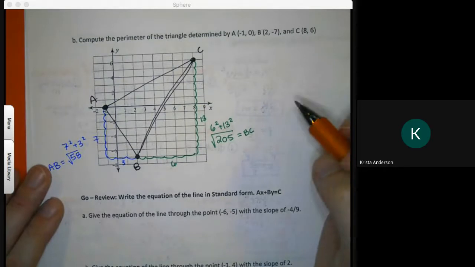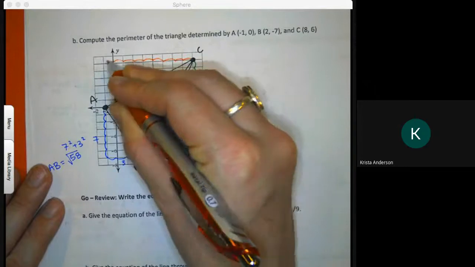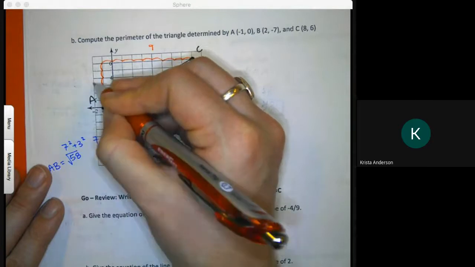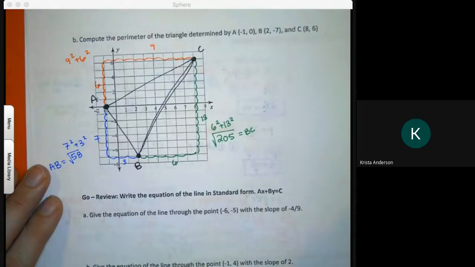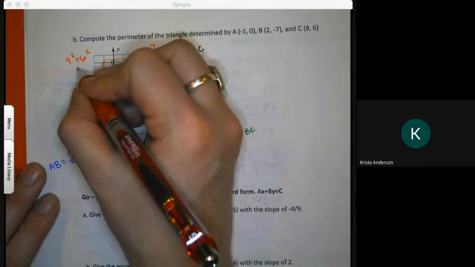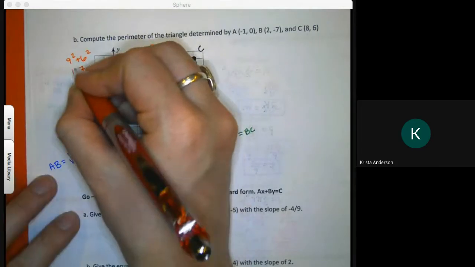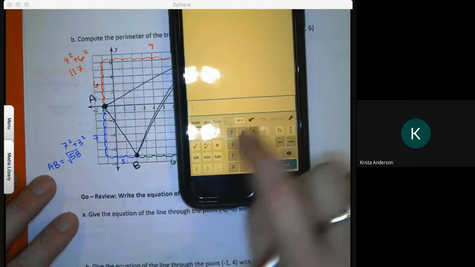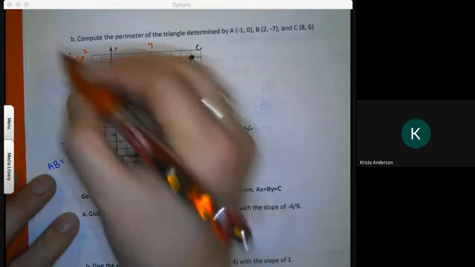A to C is 1, 2, 3, 4, 5, 6, 7, 8, 9, and 1, 2, 3, 4, 5, 6. What is 9 squared plus 6 squared? 81 plus 36. 1 and 6 make 7. 8 and 3, 8. 117. Yep. Then I square root it.